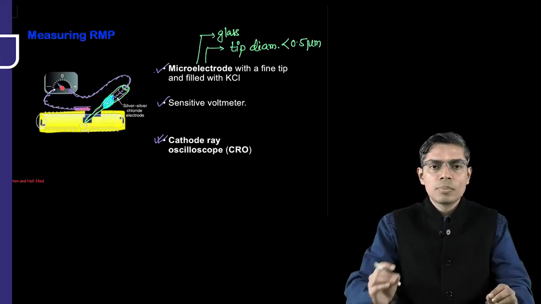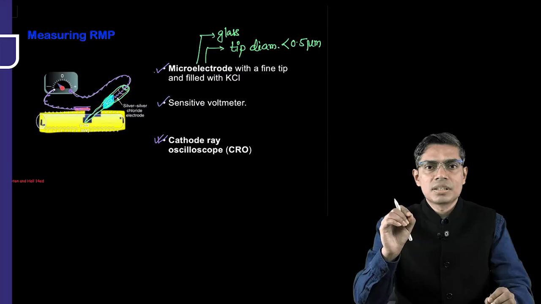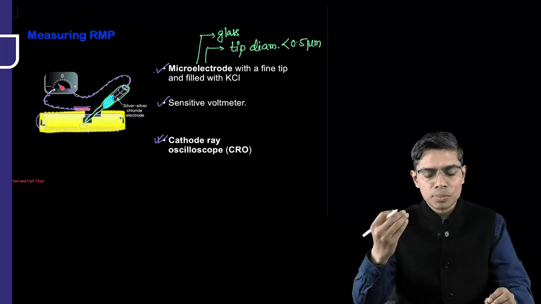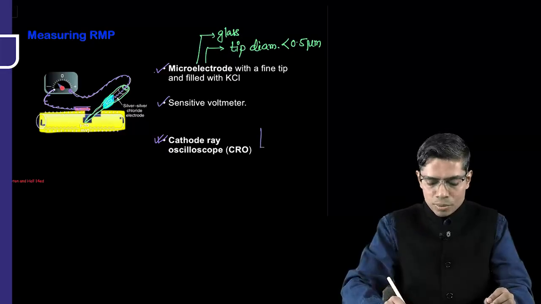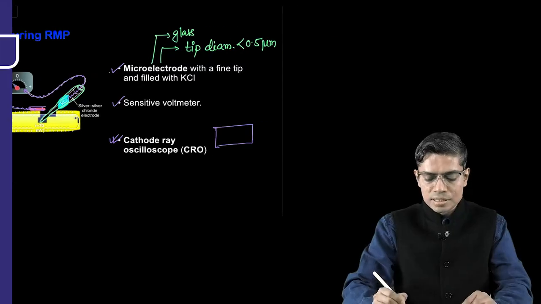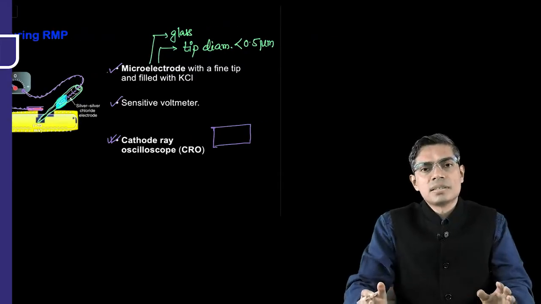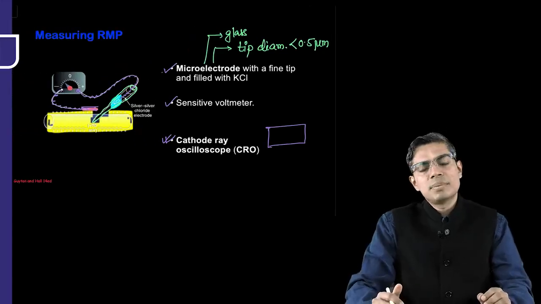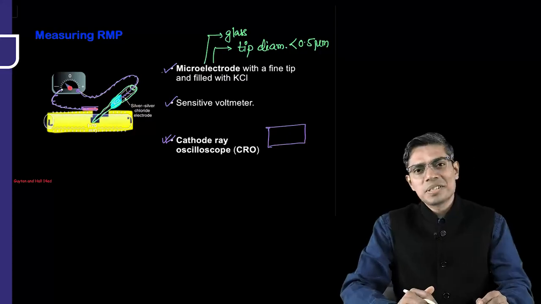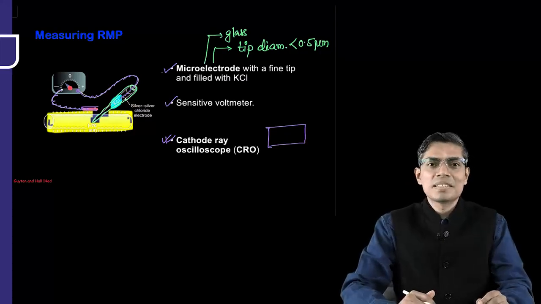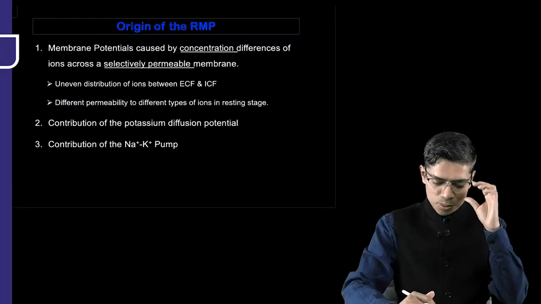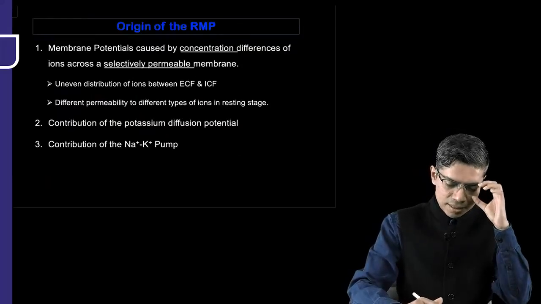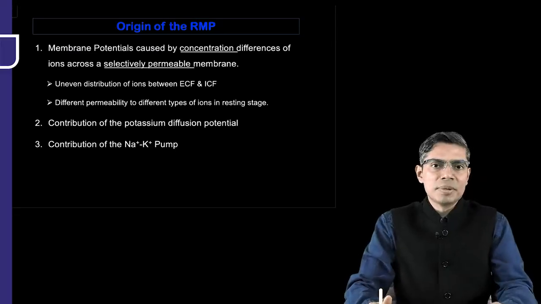If I want to plot a graphical representation of the resting membrane voltage, or when the resting membrane voltage is changing, then this cathode ray oscilloscope will be used. This is nothing but like a computerized screen, right? So this way you can measure the resting membrane voltage. Now the bigger question is how the resting membrane potential is generated. So next we are going to discuss the origin of the resting membrane potential.